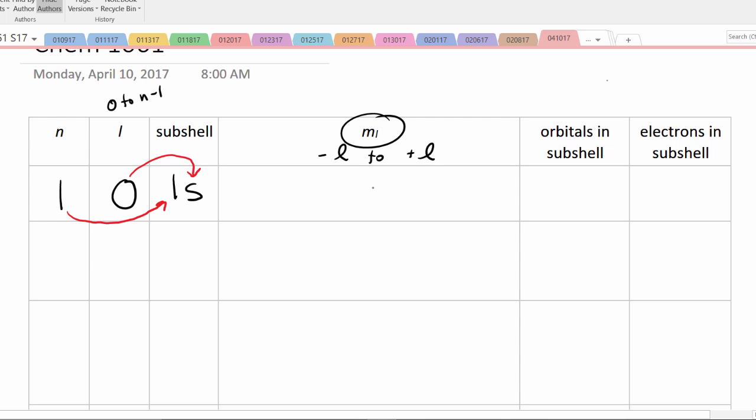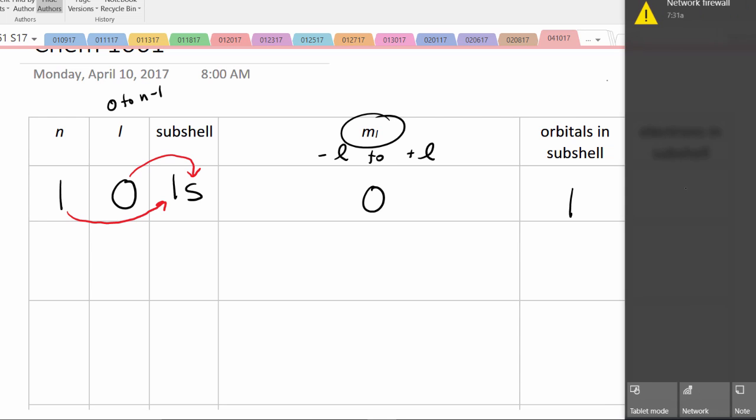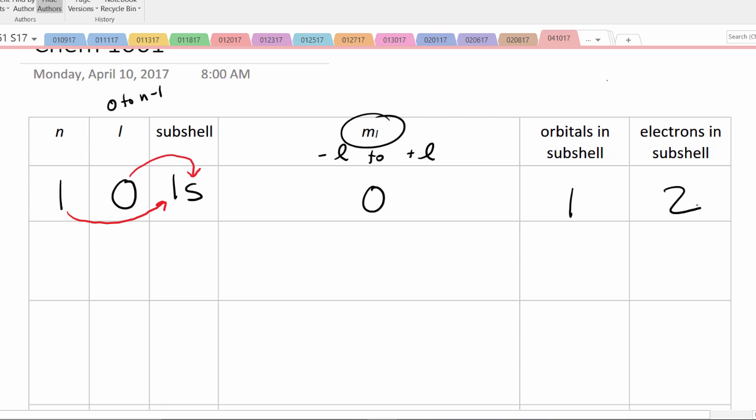How much? 0. Because it can only go from 0 to 0, which is 0. And since it only has one possible value, that means there's how many orbitals in this subshell? Just 1. And remember now, each orbital can hold up to 2 electrons. So we would put in a 2 over here.